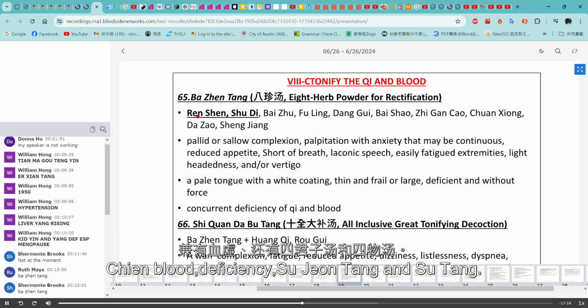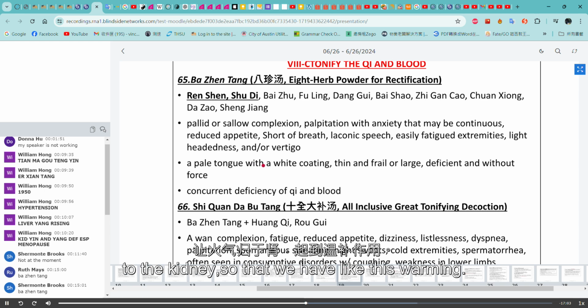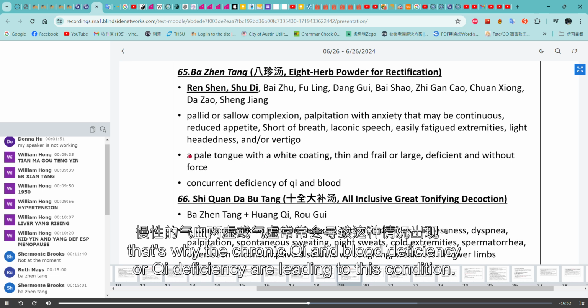Qi and blood deficiency: Sijunzi Tang and Si Wu Tang. With a little bit of coldness, we add Huang Qi and Rou Gui. Rou Gui again brings the fire back to the origin, to the kidney, so that you have this warming. If you lose the Qi, then the Qi makes your yang a little bit declining. So that's why chronic Qi and blood deficiency or Qi deficiency lead to this condition.